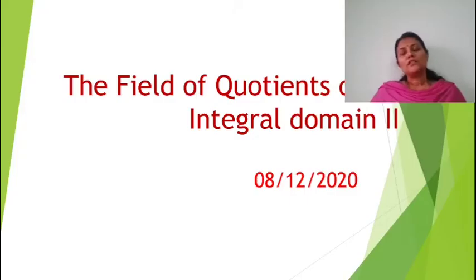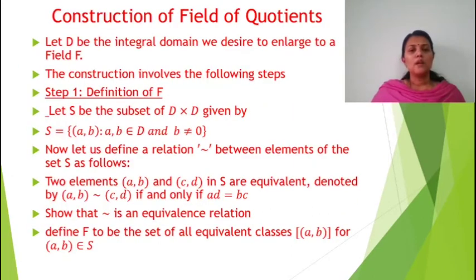Now today we are going to show the third and fourth steps in the construction. Let's move to today's portion, the field of quotients of an integral domain, second part. So we have the construction. For that we have defined an integral domain D. Let D be the integral domain which we desire to enlarge to a field F. The construction involves the following steps.